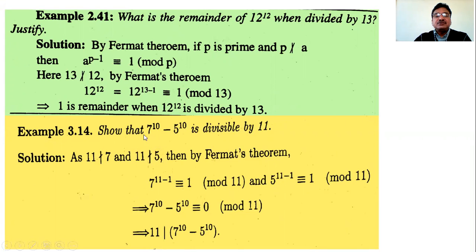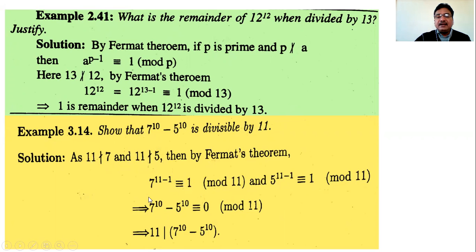11 does not divide 7, and 11 does not divide 5. So by Fermat's theorem, 7 raised to 11 minus 1 is congruent to 1 modulo 11, and 5 raised to 11 minus 1 is congruent to 1 modulo 11. That is, 7 raised to 10 is congruent to 1 modulo 11, and 5 raised to 10 is congruent to 1 modulo 11.